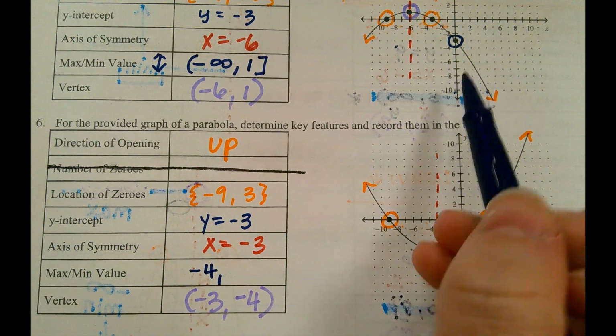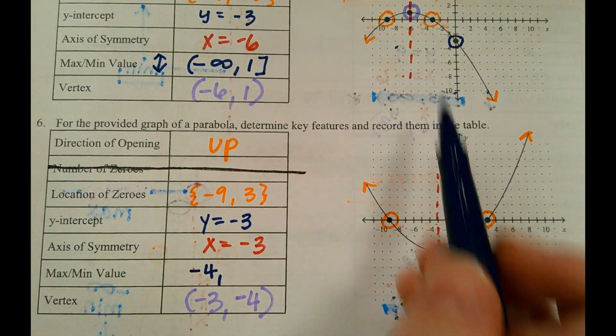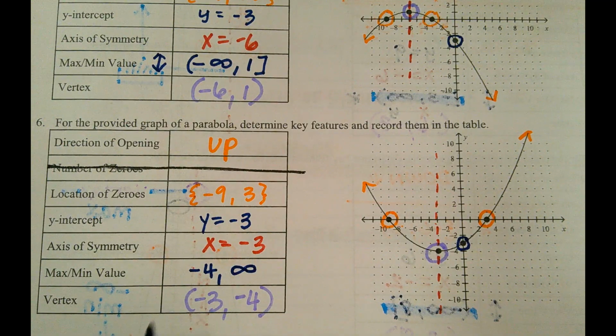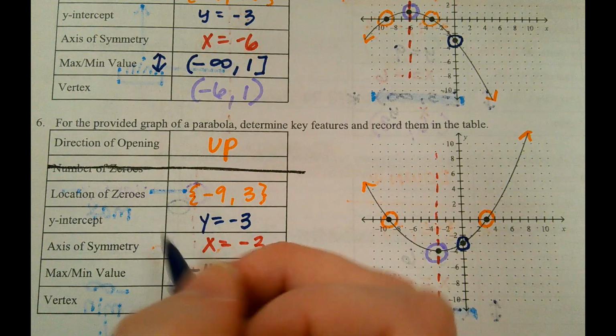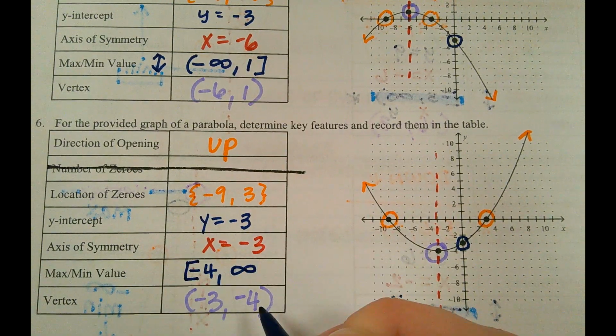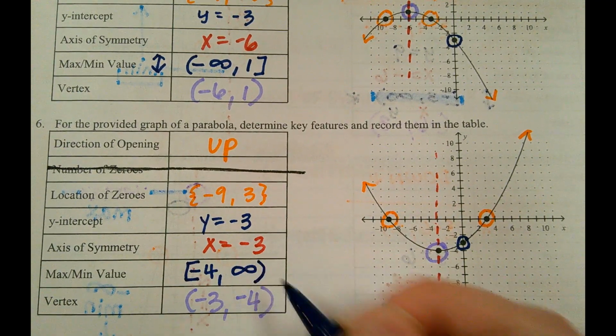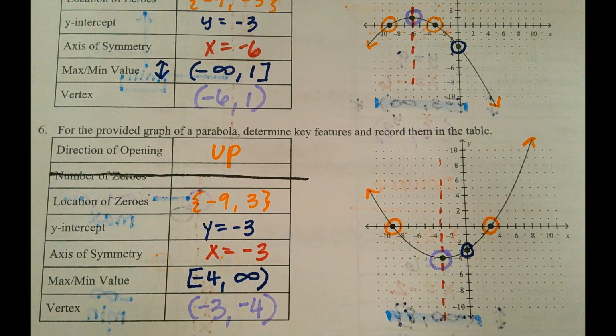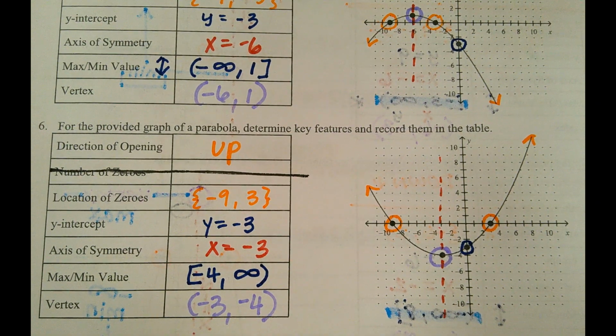Do I have a maximum value? Infinity. So now I have the numbers. Where does my bracket go? On the number. On the number, -4. And my parentheses are always on infinity. Good. Good, guys. Okay, so that is it today.